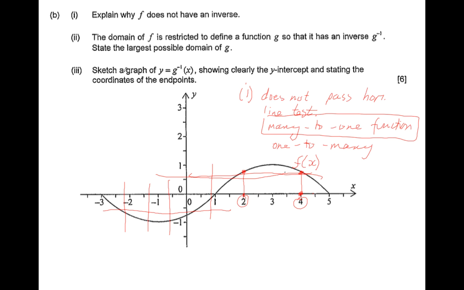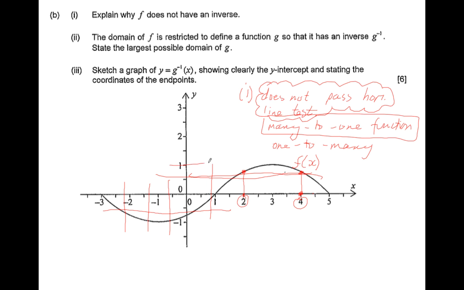Okay. Number 2, the domain of f is restricted to define a function g, so it has an inverse g to the minus 1. State the largest possible domain of g. So we need to try and restrict this so that when we do the inverse, we actually define it as a function. So I mean this should help. We need the horizontal line test to work for the existing function f.